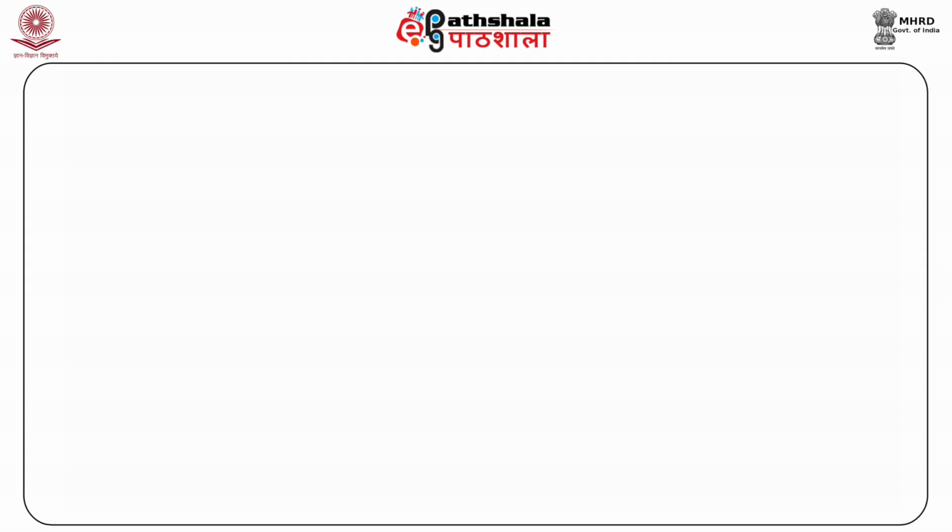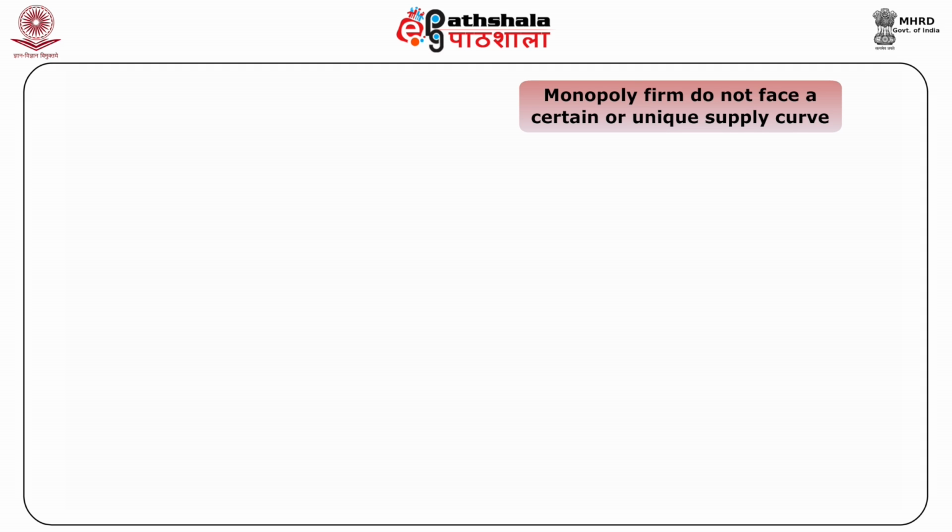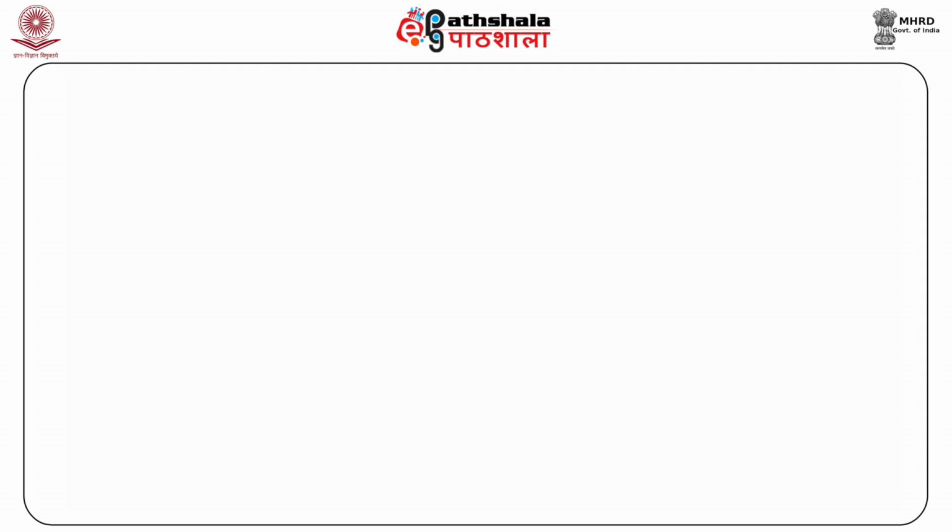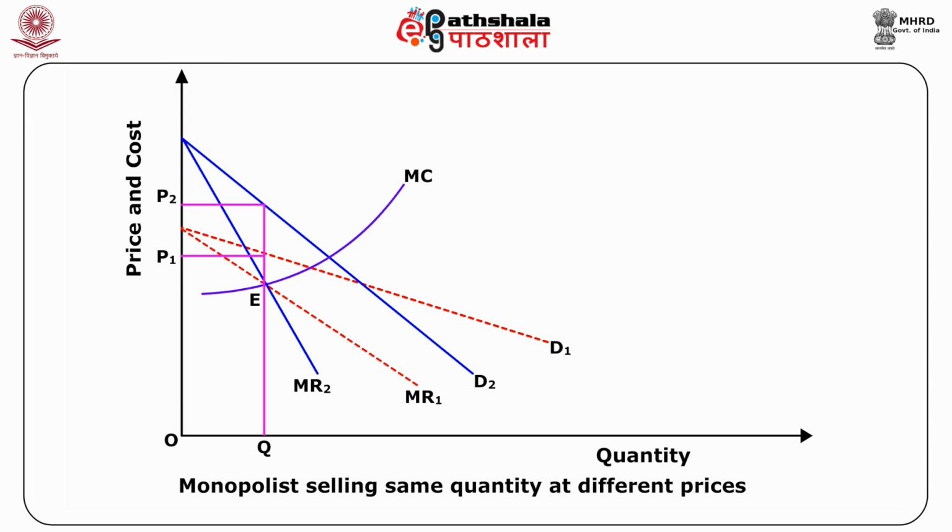Economists have found that a monopoly firm does not face a certain or unique supply curve because a monopolist has the power to discriminate price. That is, he can sell the same quantity of output at different prices and can sell different quantities of output at the same price. In order to show this, let us draw a diagram depicting a monopolist selling the same quantity at two different prices. For a monopoly firm, the equilibrium output is attained at a point where MR is equal to MC and P is greater than MC.